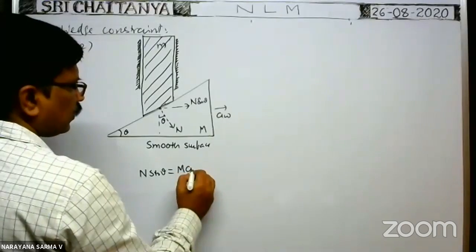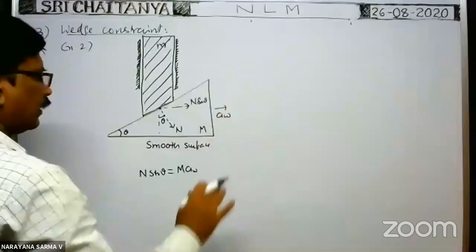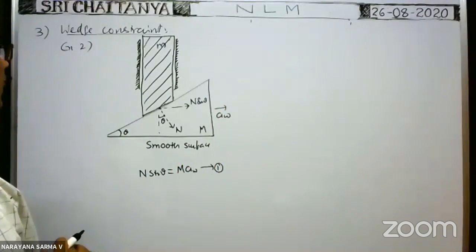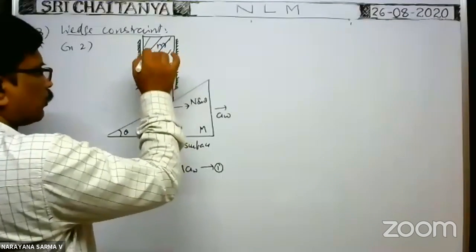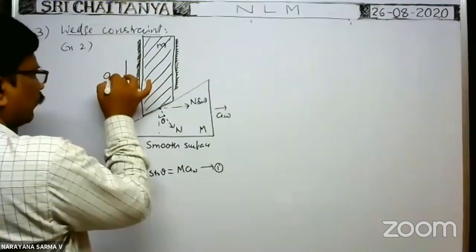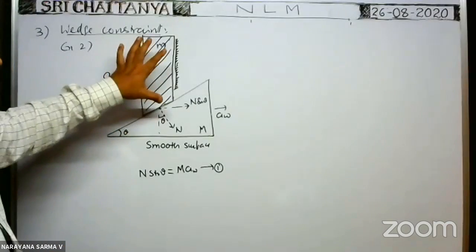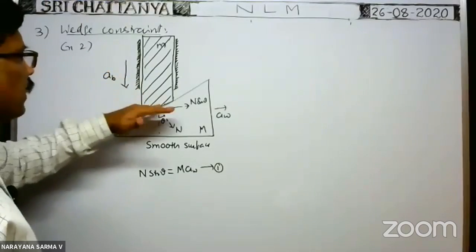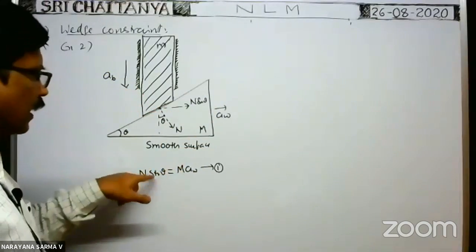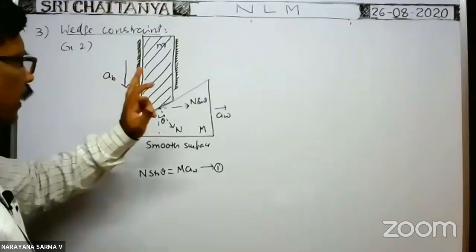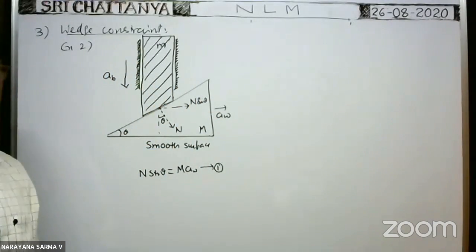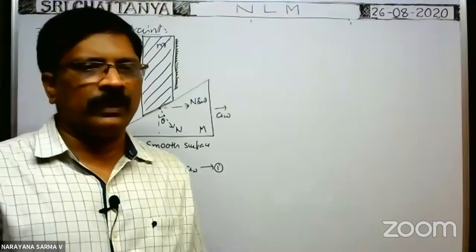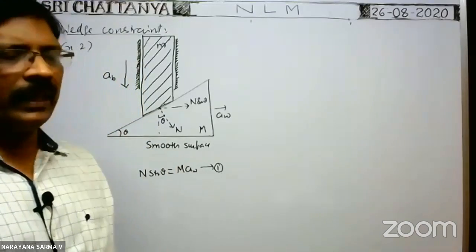So N sin theta is equal to M, the mass of the wedge, into the acceleration of the wedge along the horizontal direction. So this is one relation we can have. Next, here you see, suppose this block comes down with an acceleration, say AB, as this block is restricted to move vertically downwards only, and the wedge can travel with an acceleration AW towards the right because of this normal force component. What is the relation between AB and AW? That is our aim. We have to find the relation between AB and AW.